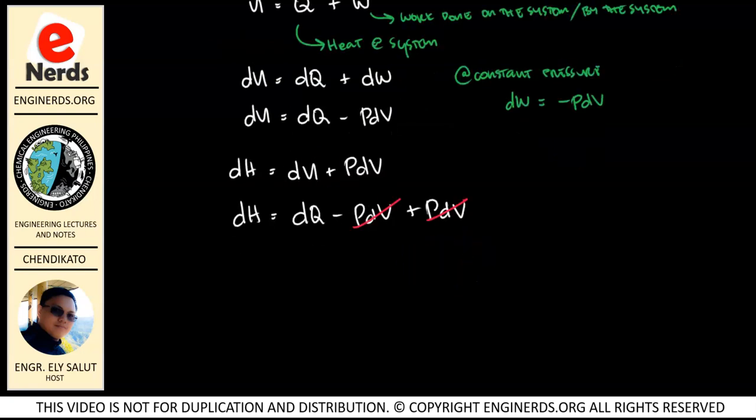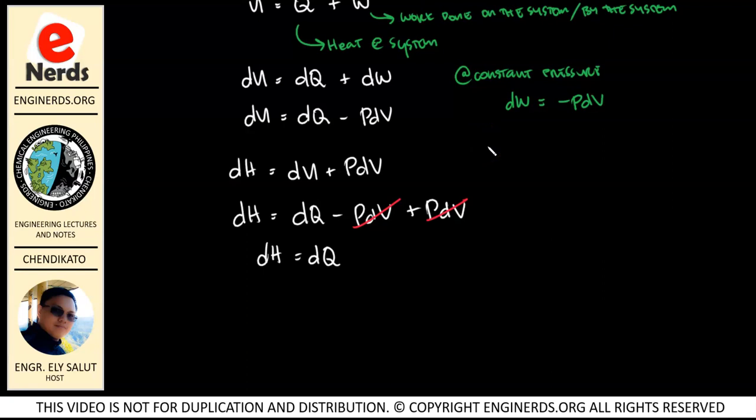So this will leave us with dH equal to dQ. So what does that mean? It means that any enthalpy change is equal to the heat change at a certain condition at constant pressure. Okay, so let's remember that our assumption here is that we have constant pressure.